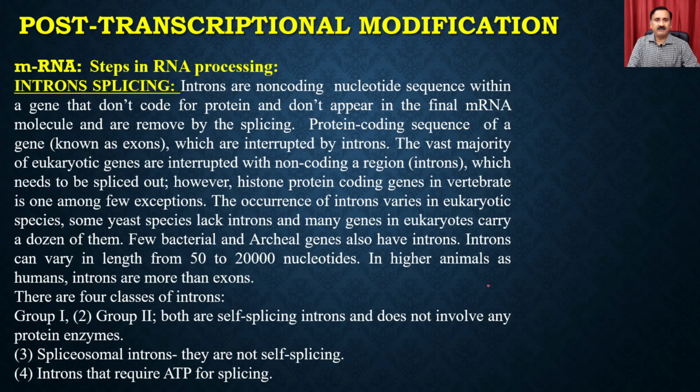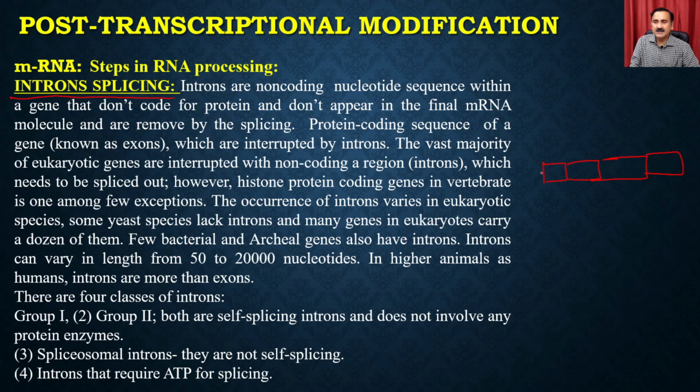Then we have the third event. The third event is called intron splicing. So what will happen is, in the eukaryotic genes, you have the genes, right? So you have genes which are attached to each other, and that's how you are forming the genomic DNA.